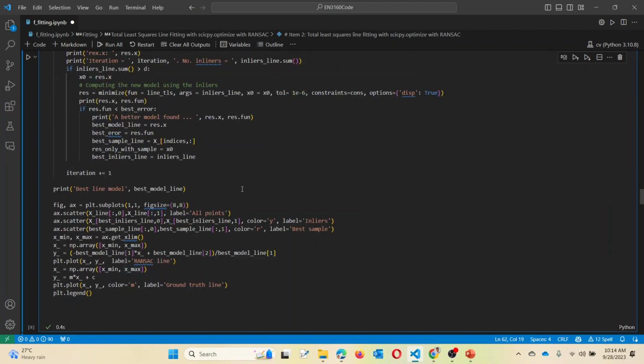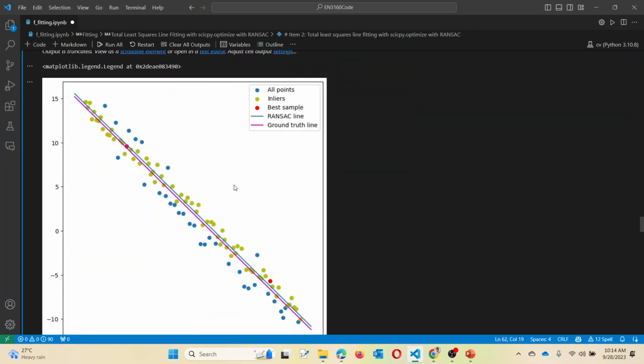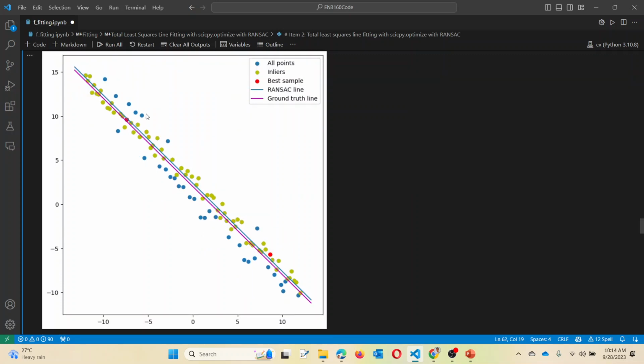Yeah, so that's all for this. You can study this in more detail. You can see all the points are in blue. On top of them, I have used this yellowish color to identify the inliers. You can see in red the best sample that has been used to compute the best model. That one differs from the RANSAC line, because after we computed the best model, we took all the inliers and re-estimated the line. That's why the blue line, that is the RANSAC line, does not go through those points. And you can see the ground truth line also.